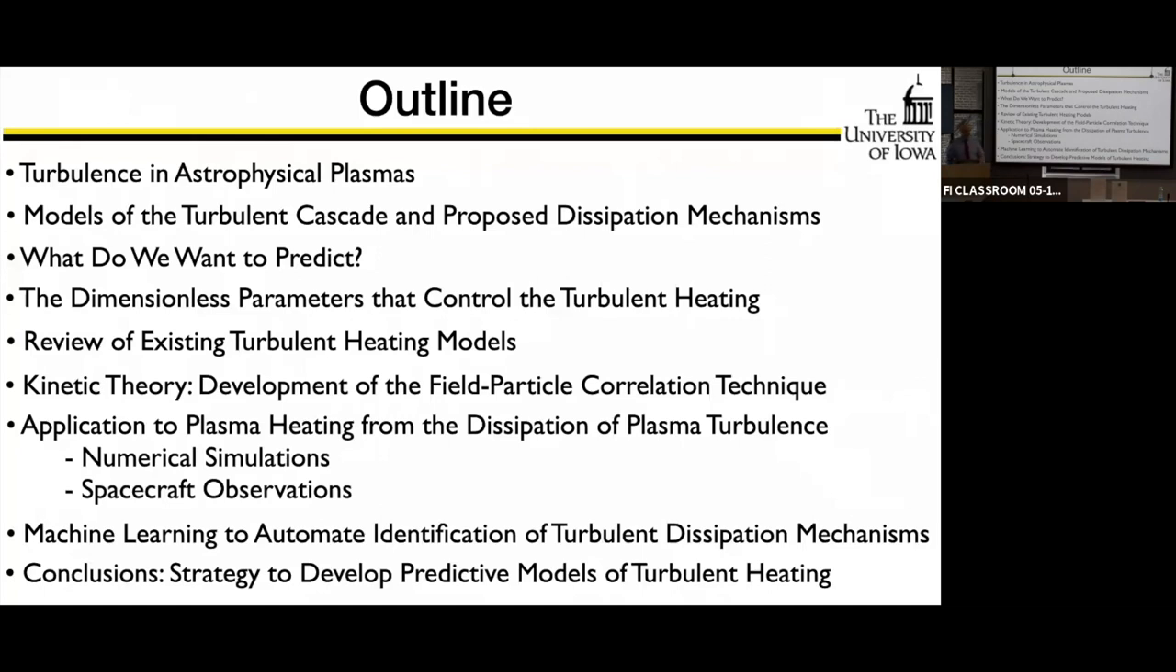And then I'll show applications of that technique to both numerical simulations of turbulent plasmas as well as in situ spacecraft observations. And finally, I'll just very briefly touch on ideas to use machine learning to automate the identification of the different mechanisms that actually serve to dissipate the turbulence. And I'll conclude by proposing a new strategy to develop improved predictive models of turbulent heating.